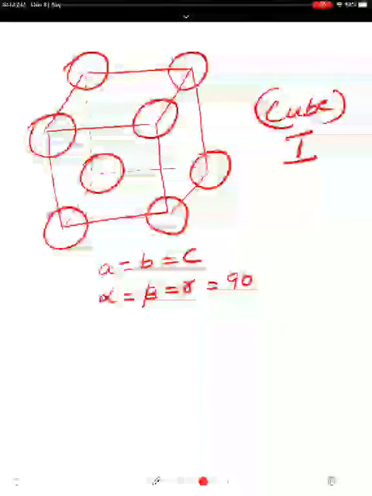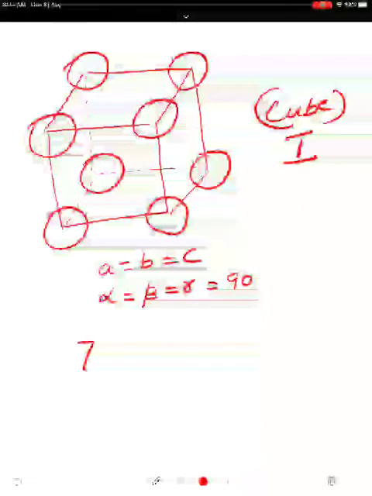Why are we calling it a cube? A is equal to B is equal to C, alpha is equal to beta is equal to gamma, which is equal to 90. We call it crystal system 1 or shape 1 or primitive 1. This is the first crystal system. 7 primitive unit cells or 7 crystal systems or 7 shapes. So cube is the first one.